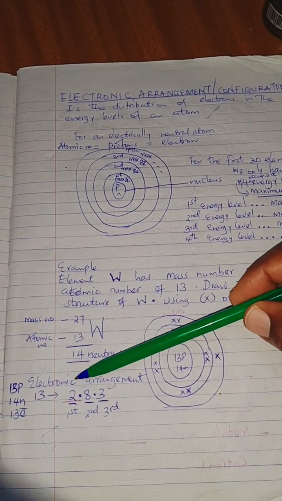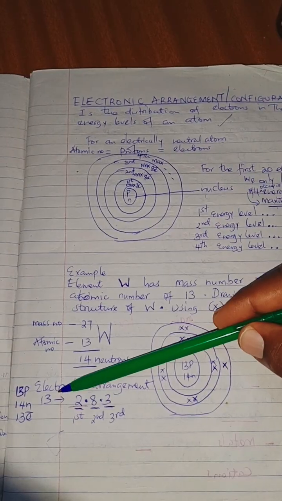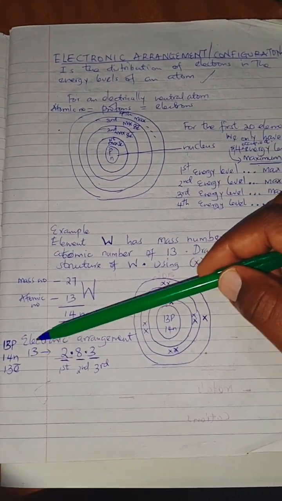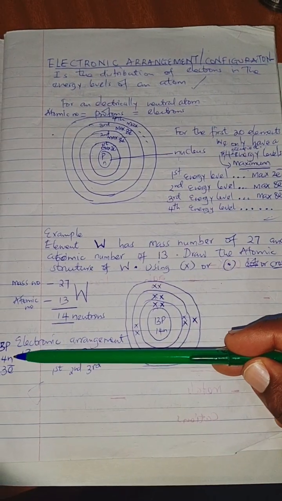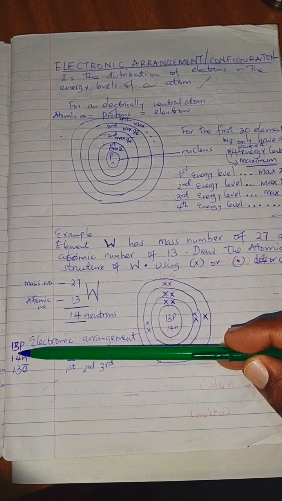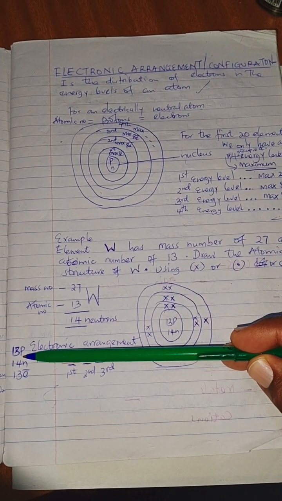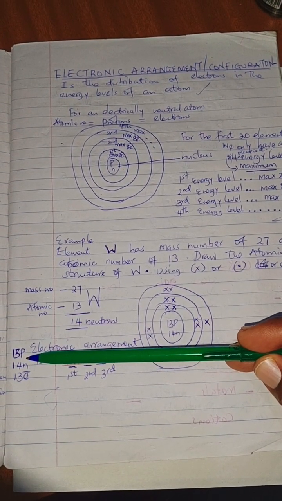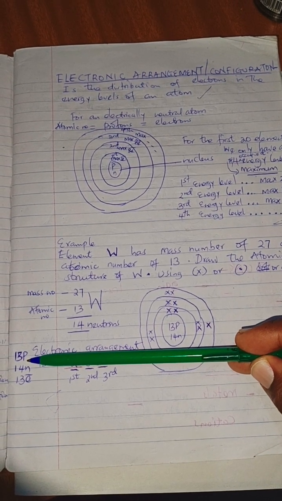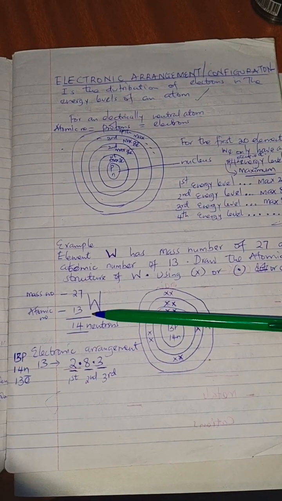So therefore, we have 13 protons. If we write the nuclear composition, we have 13 protons, because it's the same as atomic number. Protons are equal to atomic number because atomic number is the number of protons in an atom of an element. So 13 protons are in this element W because the atomic number is 13.